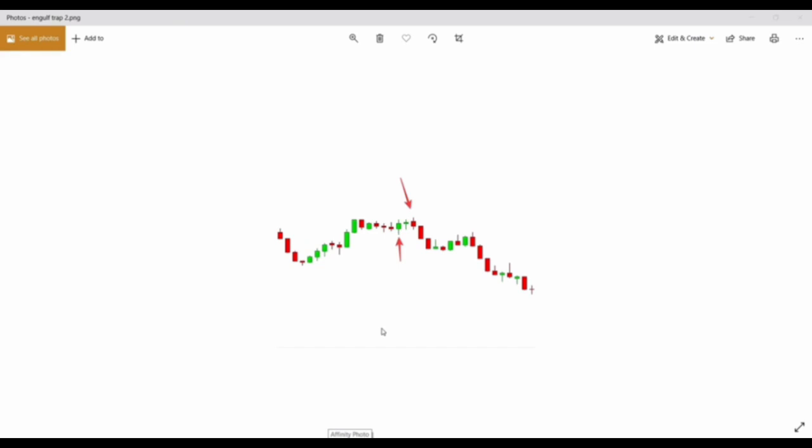Okay, so here's a picture. The market's going down, right? Now, for the engulf trap, you want the engulf to be in the opposite direction. So if the market's going down, you want to show a green engulf. If the market's going up, you want to see a red engulf. So the market's going down, and you see the engulf right here because this bar went below this candle and went above this candle.